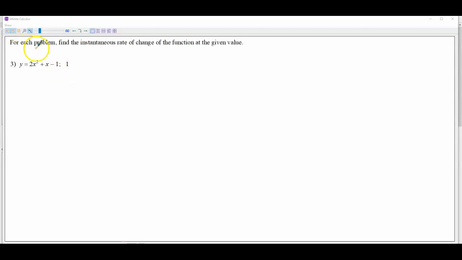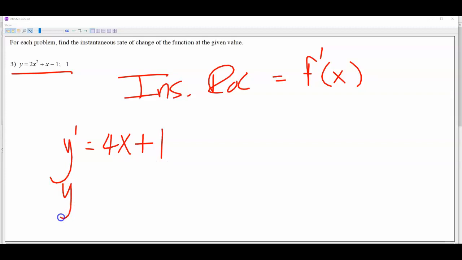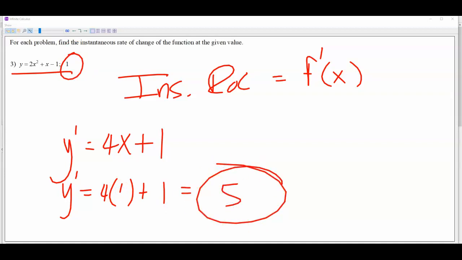So now we're switching gears here, and we're asking to find the instantaneous rate of change. The way that you find an instantaneous rate of change is different from an average rate of change. The instantaneous rate of change is found by taking the derivative and plugging your x value into it. Okay, so first of all, we're going to start by finding our derivative, which according to the power rule is 4x plus 1. And then we're going to plug in the x value that they're giving us, which is right here. And so that's going to be 5. And that's my instantaneous rate of change. Go ahead and move on to number 4.